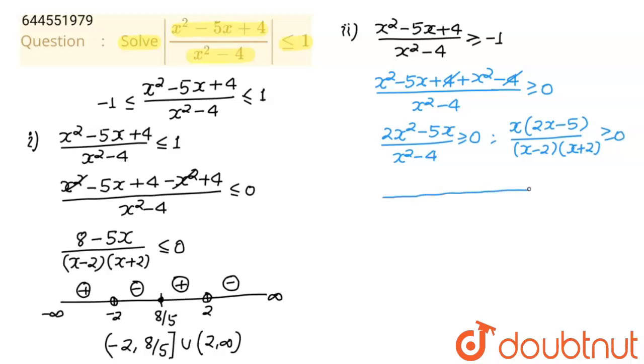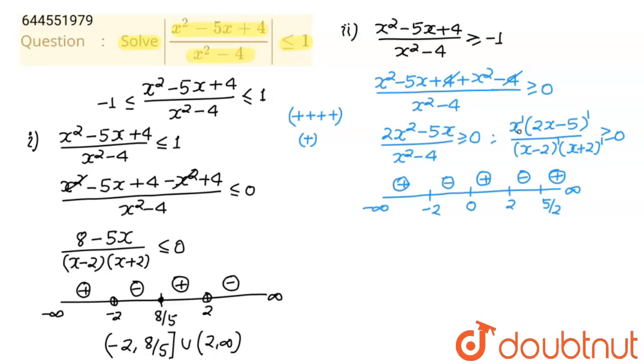Now I'm going to draw a number line for this inequality between minus infinity and infinity. The points will be 0, 5 upon 2, 2, and minus 2. See, there is an odd degree on every term, 1, 1, 1, 1, and the coefficient of x is positive in all four. So all positive signs multiply to give positive, so the right hand part will have a positive sign. Now all have odd degree, so I will keep on changing sign. This is the trick that we have all studied in basic mathematics.